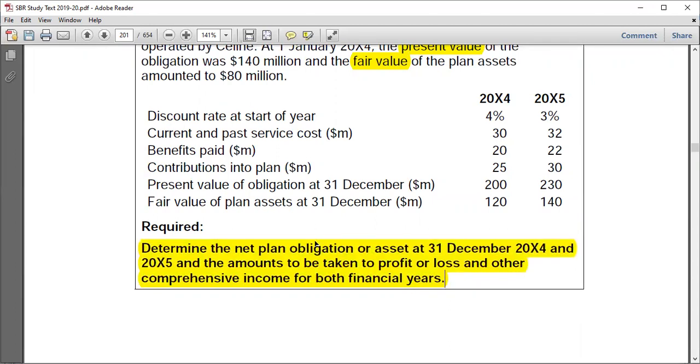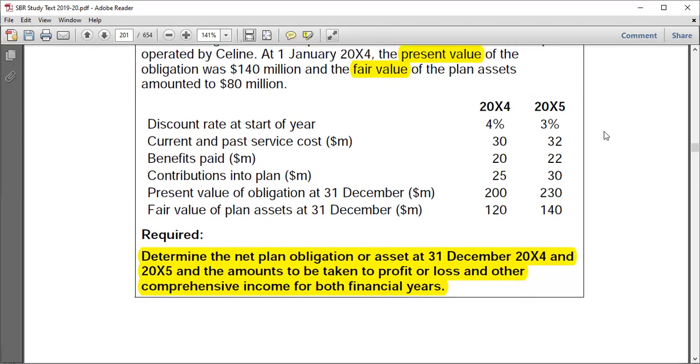As for the net plan obligation or asset at 31st December, it's easy because we usually obtain that from the actuary's information. For example, for 2024, you have an obligation of 200 and an asset of 120. If you net them, you get a net obligation of 80. For 2025, it would be 230 minus 140, which is 90, also a net obligation of 90, right? As for the amount to the statement of profit or loss and other comprehensive income, we have to make the computation, right? Okay, so let's go to the computation and see.